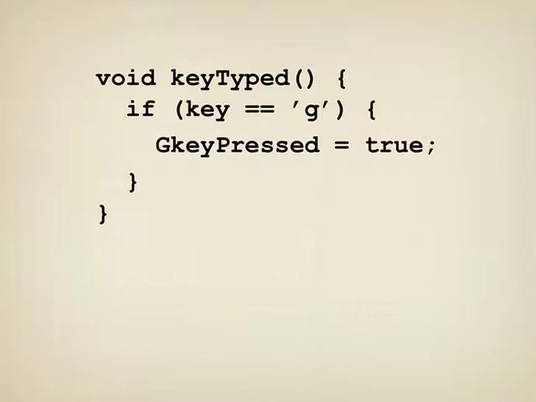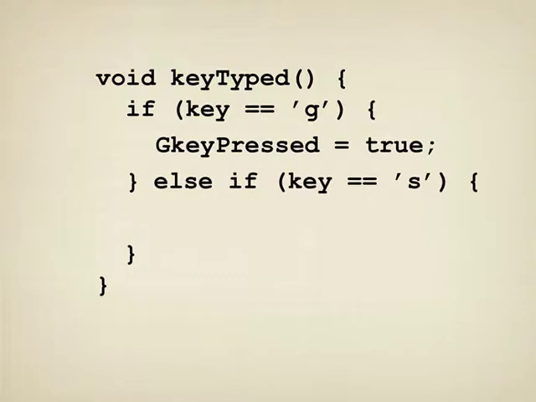What if we'd like to check for another key, like maybe the S key? No problem. We'll just say, hey, if it's not the G key, else, if maybe it's the S key. If it is, we'll set some other global variable to be true. So in this way, we test for each possible value of key that we're interested in, and somehow we do something quick and easy to remember that that happened.